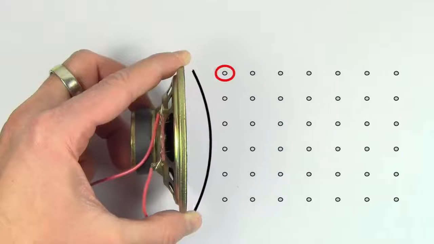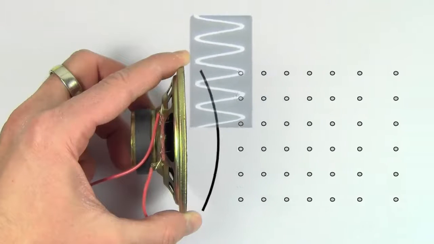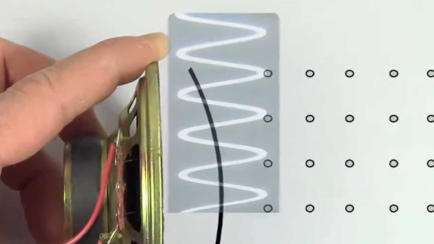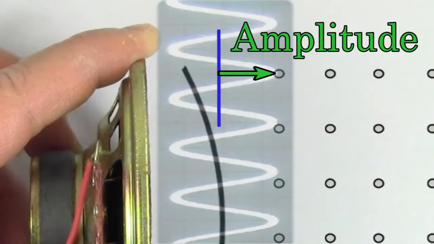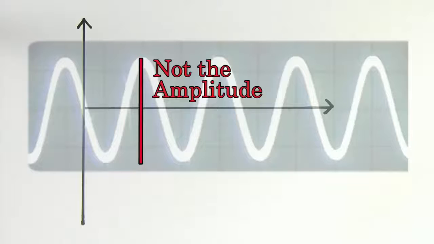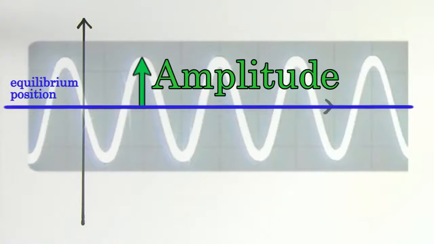If we turn up the volume, we see that the oscillations become larger and the sound becomes louder. The maximum displacement of the air molecule from its undisturbed position is called the amplitude. Be careful, the amplitude is not the length of the entire displacement. It's only the maximum displacement measured from the equilibrium position.